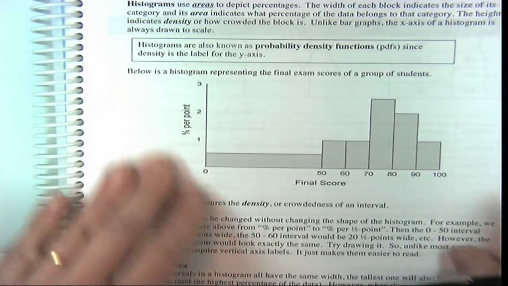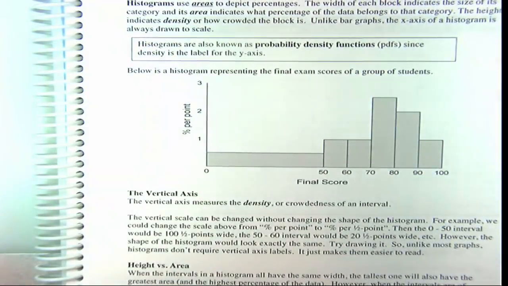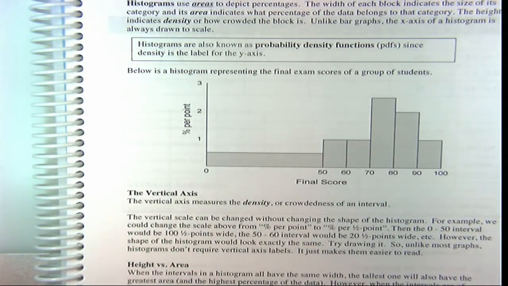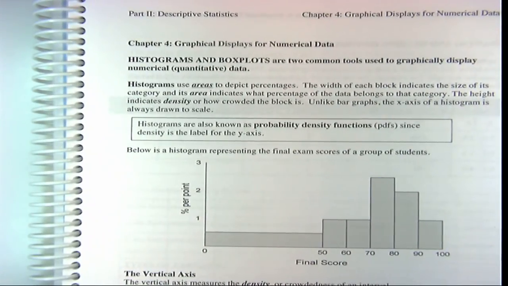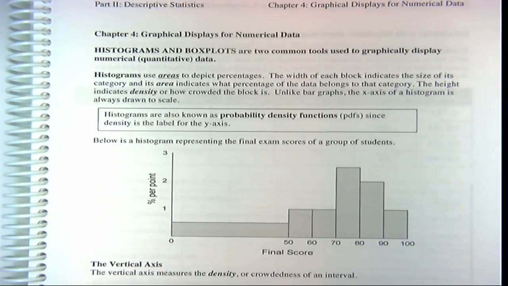Okay, let's go on now. We're going to talk about graphical summaries of the data. So we talked about numerical summaries of the data. The main ones that we're going to be using are the mean, the median, the standard deviation, and the variance. But we're also going to be looking at graphical summaries of the data.